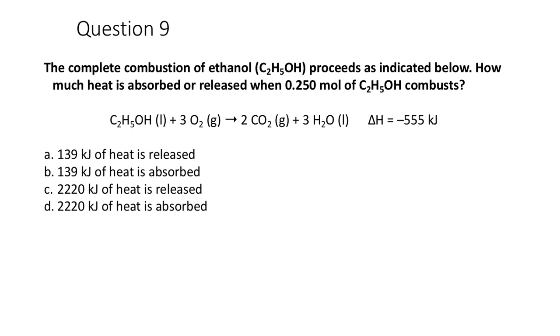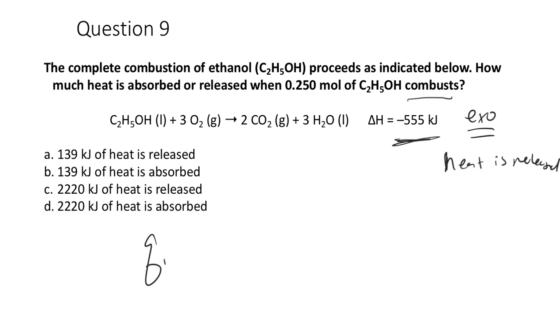Question 9. The complete combustion of ethanol proceeds as indicated below. How much heat is absorbed or released when a quarter of a mole, 0.250 moles, of ethanol combusts? Okay, so the delta H is negative. That means, just like from the previous example, that this is exothermic. Heat is released. So how much heat is released?